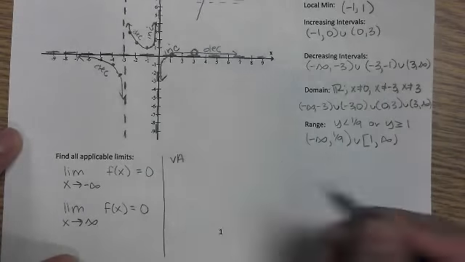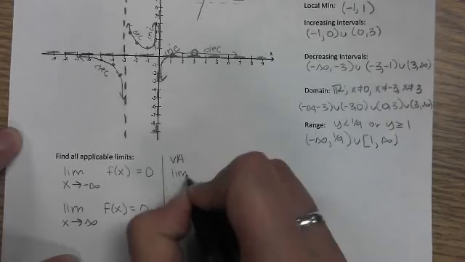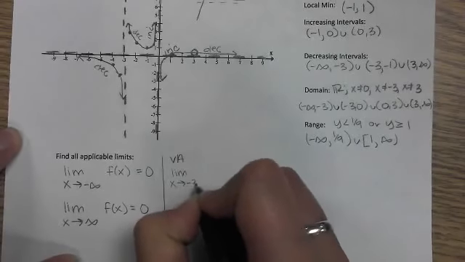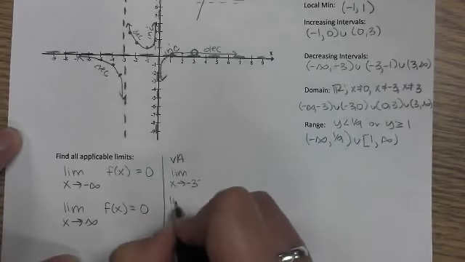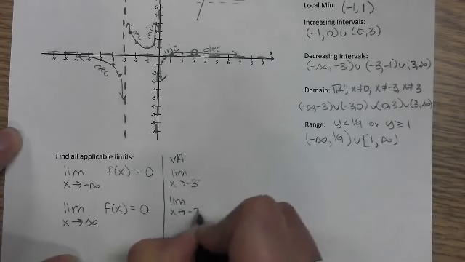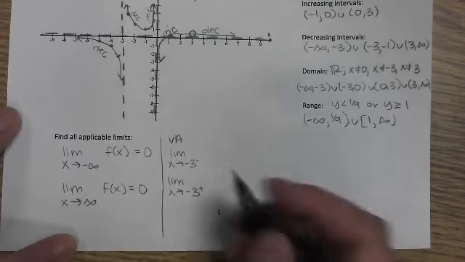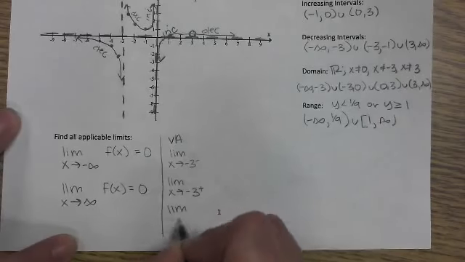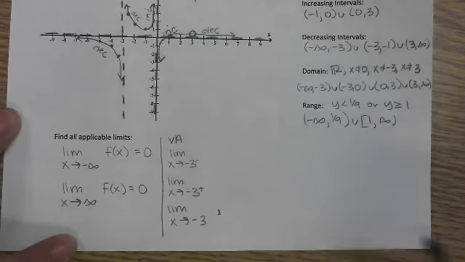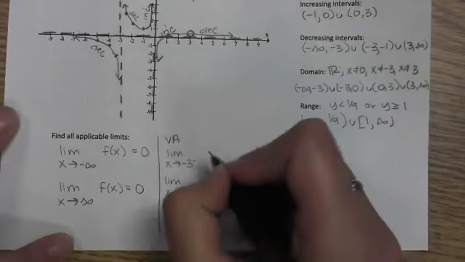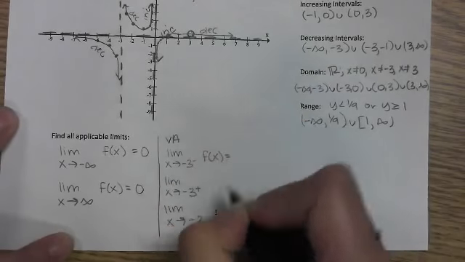And this one's going to take a lot of writing because we have to say the limit as x goes to negative 3 from the left, the limit as x goes to negative 3 from the right, and then we conclude whether or not those agree. And we have to do it for that asymptote, and then we also have to do it for the other one.